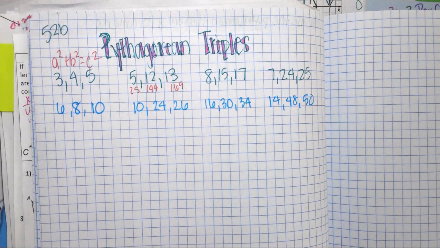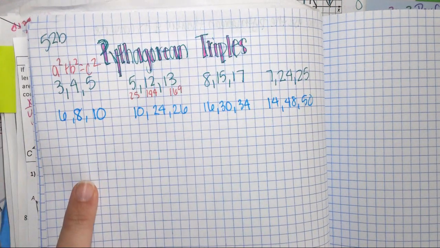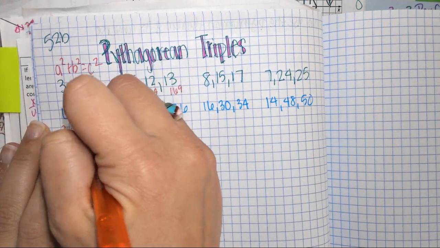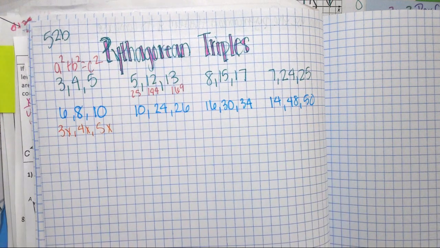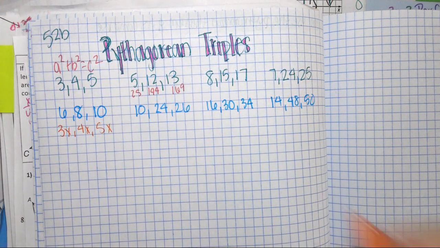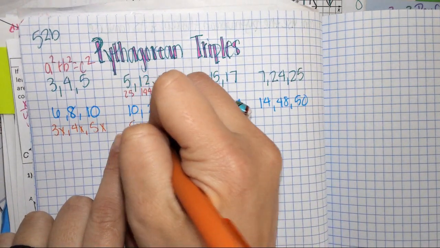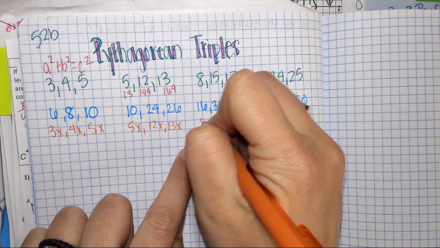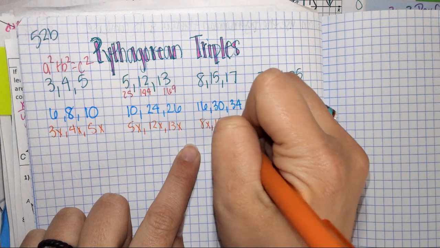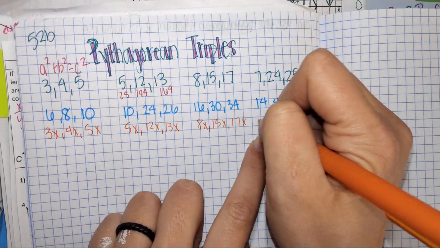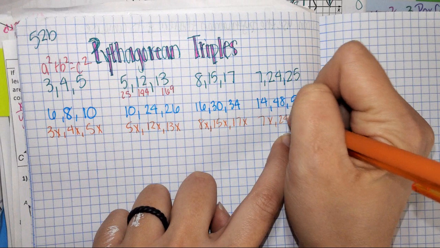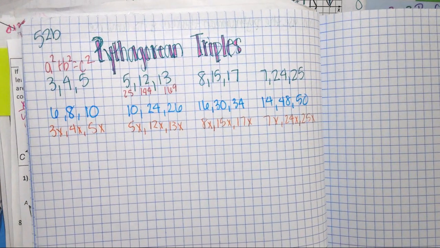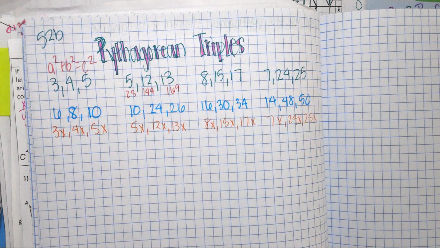So your formula for this specific triple right here is 3x, 4x, and 5x. Your formula for this one would be 5x, 12x, 13x. Your formula here, 8x, 15x, 17x. So any multiple of your triple makes a triple, and you don't have to find your sides. You don't have to use the Pythagorean theorem.